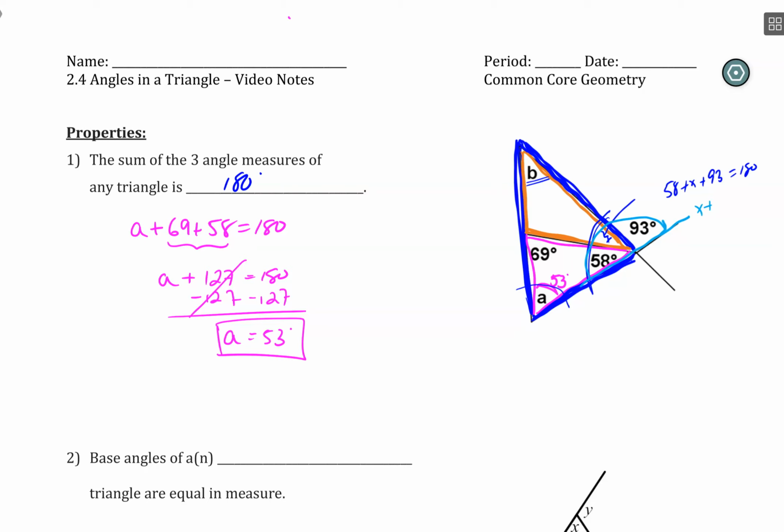No, that's not 140. So 58 and 93, that's what, 151. And we take that away from 180. And that's going to give me a value of x of 29. So now I know this is 29. I'm just going to write that in here so you can see it. So now I can say that this whole piece, and this whole third angle here is 29 and 58.